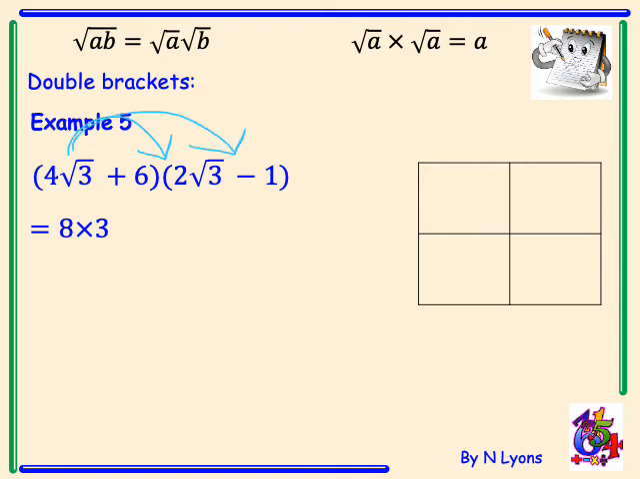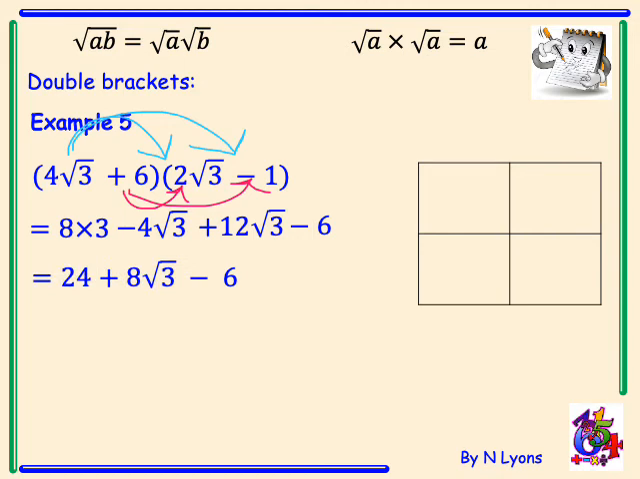Next, 4 root 3 multiplied by negative 1 is negative 4 root 3. Now we need to multiply our plus 6 with the back bracket. 6 multiplied by 2 root 3 is 12 root 3, and 6 multiplied by negative 1 is negative 6. Next, 8 3s are 24, and negative 4 root 3 plus 12 root 3 is 8 root 3 with our minus 6 at the end. And the very last line, we'll just combine our 24, subtract 6, which is 18 plus 8 root 3.